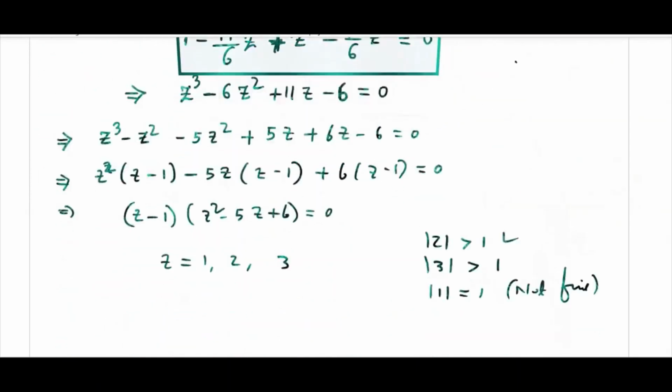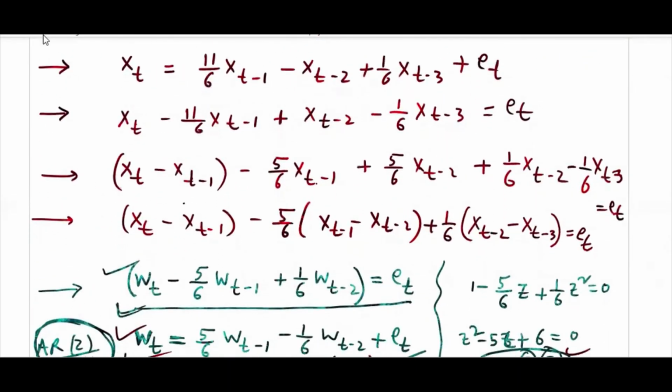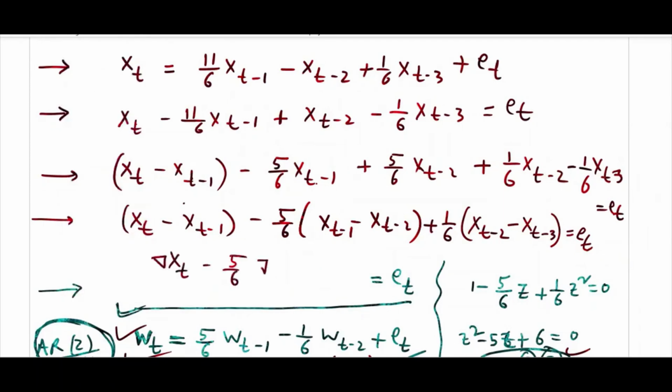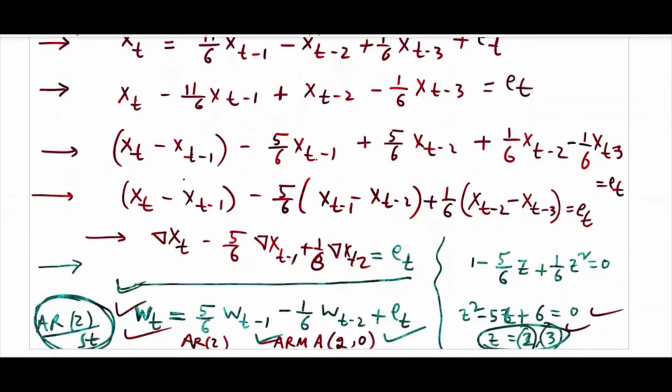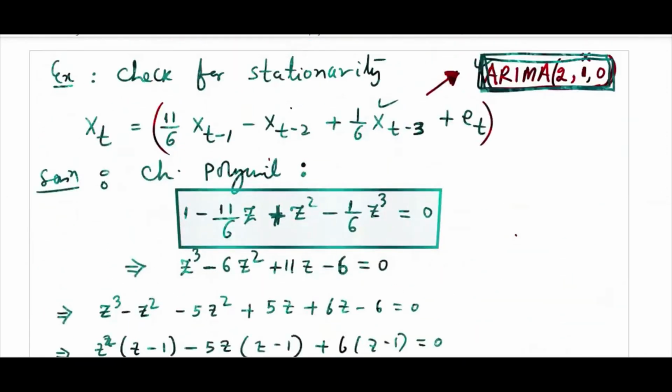And also remember in notation, if you want to use notation instead of this one, you can write this. We write nabla xt minus 5/6 nabla xt minus 1 plus 1 upon 6 nabla xt minus 2. And if you do it twice, we write square here. Okay, this is the transformed one. After doing once, we check if it is stationary. So this is the ARIMA 20 stationary one. That's why this is ARIMA 210.